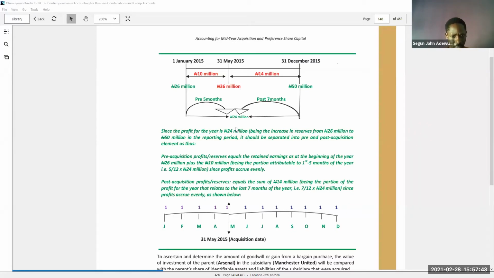Our post-acquisition profits will be, I think I'm getting something wrong. No, it's the same thing. There are different approaches to getting it. It's all right. It will be 24 million minus 40 million, which will give us, I think, yeah. So that's just the explanation of apportioning profit evenly during the year.